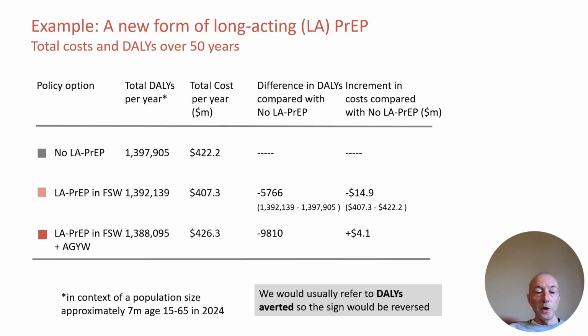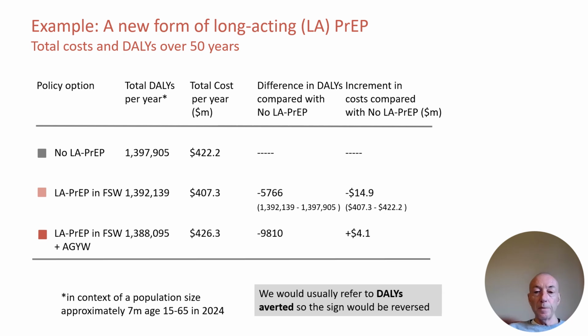Whilst with the policy in red, where it's also introduced in adolescent girls and young women, you can see that there's a greater number of DALYs averted. So the difference in the number of DALYs is minus 9,810. So both of the policies improve population health because the number of DALYs incurred when the policy is introduced is lower than it would be if the policy hadn't been introduced.